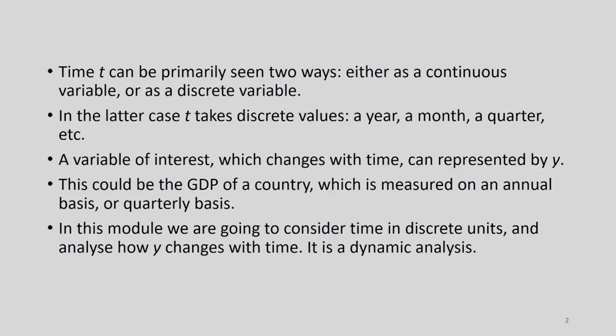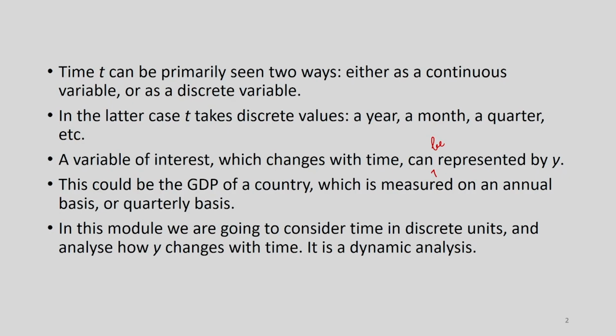But we are talking about discrete time. So, in the latter case, that is the discrete time, t takes only discrete values. It could be a year, a month, a quarter, etc. The variable of interest which changes with time can be represented by small y. Now, what is small y?